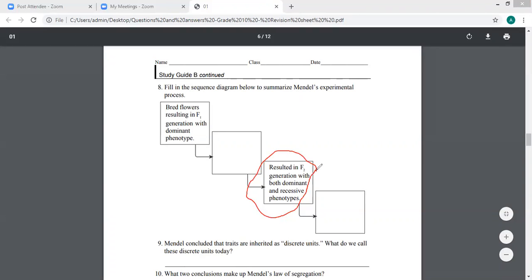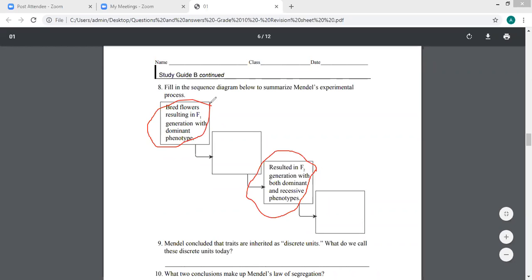Did you understand the question? Yes, he allowed the F1 generation to self-fertilize. Allow the parents or the offspring? The parents. No, the offspring. Oh, I see. Listen to me. I mean, he allowed the parents of the F2 generation. No, not the parents. The parents in the first step.